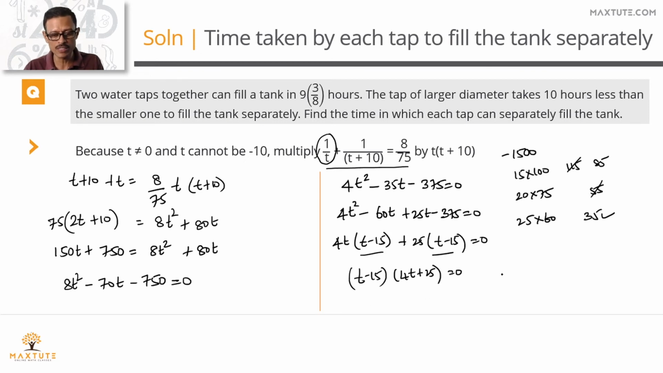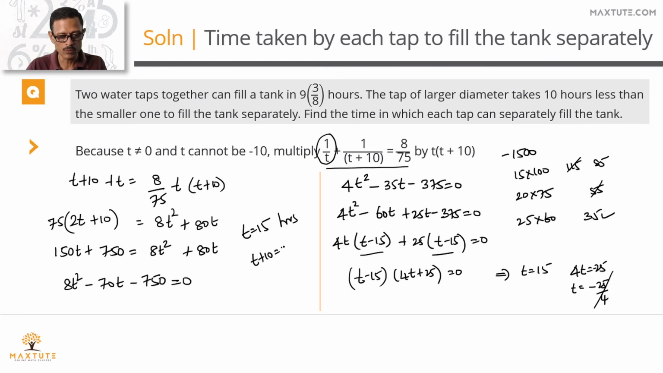If t minus 15 equals 0, the value of t will be equal to 15. If 4t plus 25 equals 0, we'll have 4t to be equal to minus 25, I'm sorry. Therefore, t will be equal to minus 25 by 4. What is t? t is the time taken by the larger tap. Time taken by the larger tap cannot be a negative number. So, t equals 15 is the answer. This is the time taken by the larger tap to fill the tank. The smaller tap takes t plus 10 hours. So, t plus 10 is equal to 25 hours. How long do these two pipes take? The larger one 15 hours, smaller one 25 hours.